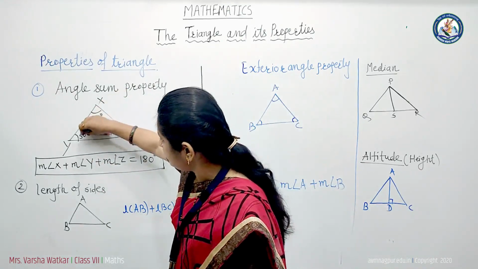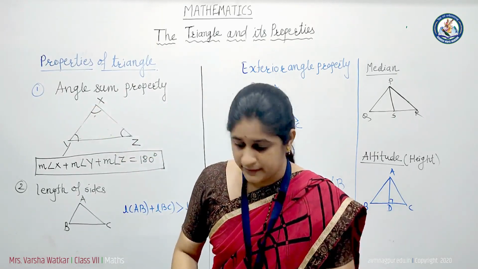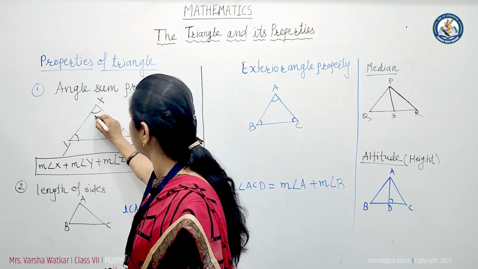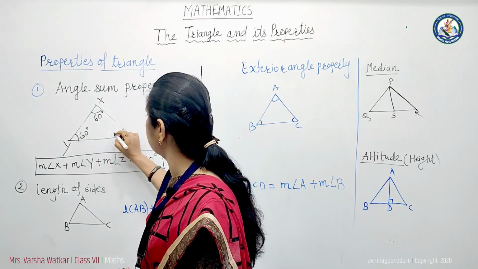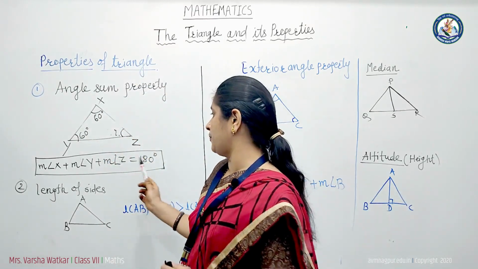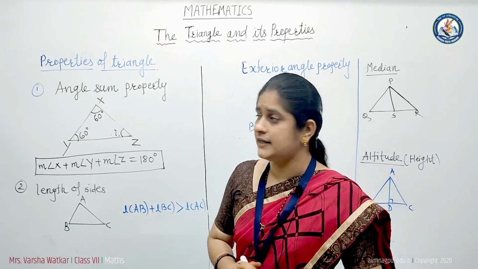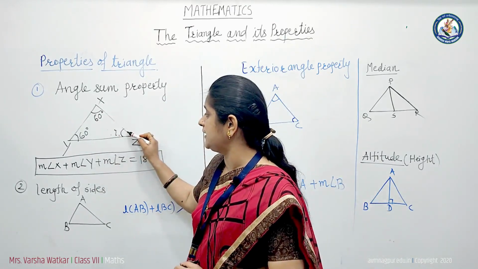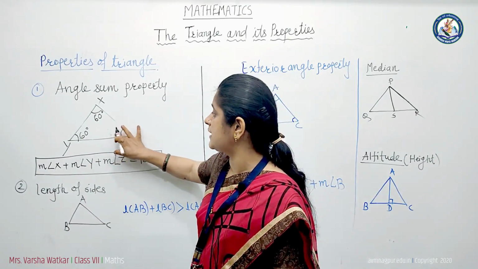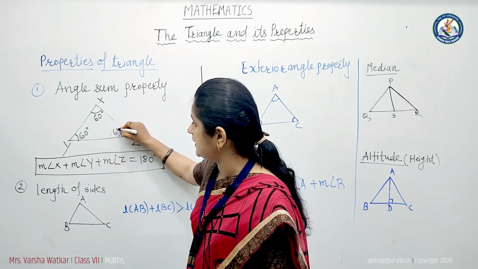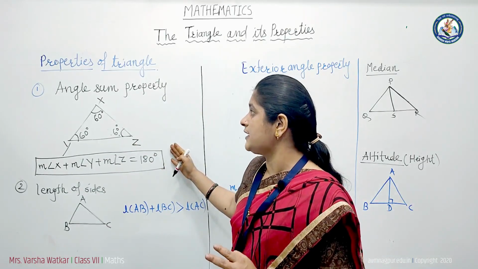Now I take another measure. If this angle is 60 degrees, this is also 60 degrees, what will be the measure of this angle? According to the property, the sum of all the three angles of a triangle is 180 degrees. If we know that the sum is 180 degrees, and these two add up to 120, so what will be the measure of this angle? It should be 60 degrees. So students, we can solve such types of problems based on the angle sum property.